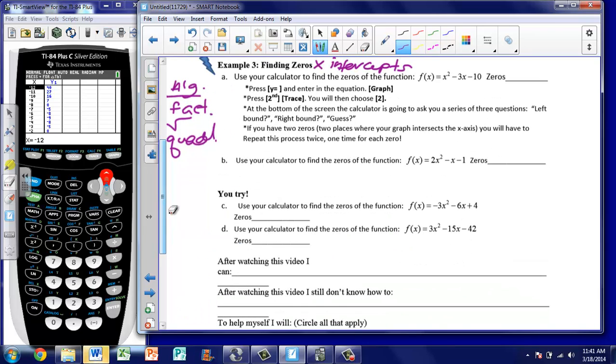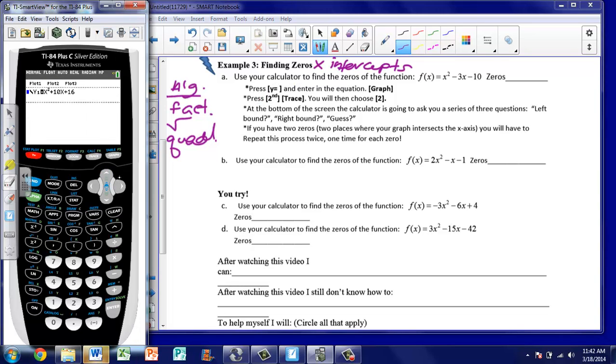Those are all ways that we can find the zeros or the x-intercepts algebraically. But we don't want to do it algebraically this time. We want to have our calculator help us out with it. So it says use your calculator to find the zeros of the function. Gives you that function, and we want to write the zeros. So we're going to press y equals and enter the equation. So y equals, clear that one out. Our new one is x squared minus 3x minus 10. And I graph. And I can see that it has 2 zeros, or 2 x-intercepts.